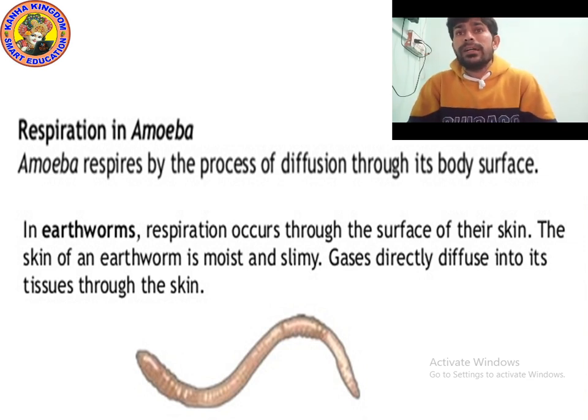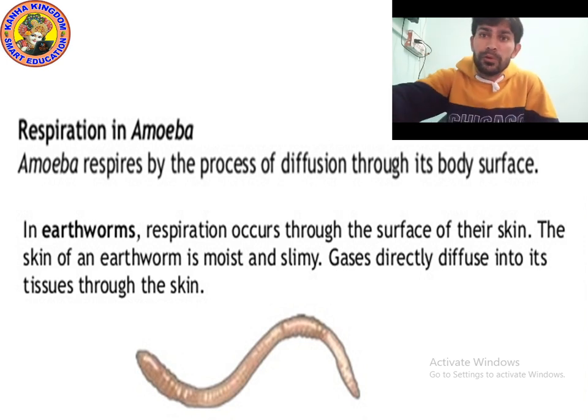And how does the earthworm respire? In earthworm, respiration also occurs, but it occurs through the skin. Their skin is very moist. You know, the skin of an earthworm is very moist.